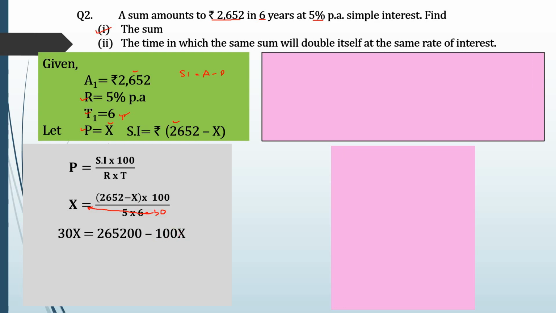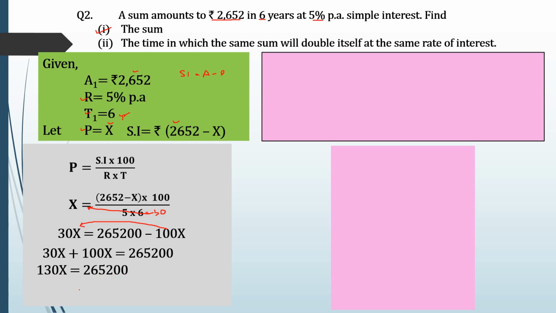Now we'll keep X's on one side and the constant term on the other side. So we'll take this 100X to this side. When we take minus 100X to the other side of the equality sign, this minus sign will change to plus sign. So we'll have 30X plus 100X equals 265200. When we add this, we get 130X equals 265200.